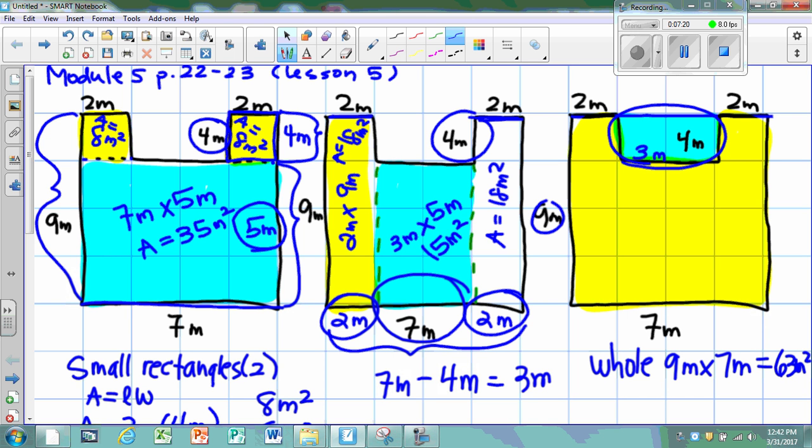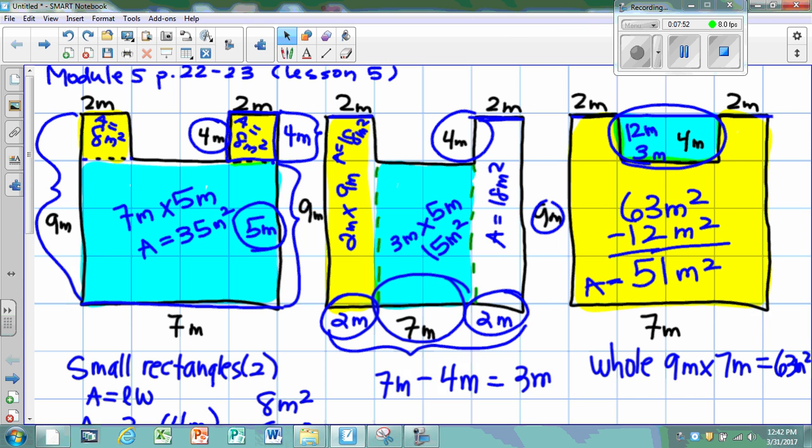Remember the work that we did before with the 7 and our 2's to be able to find out that space, subtracting the 4 from the 7 to find out that was 3. So that's 3 times 4, which would be 12 meters squared. And in this case, we would subtract our 63 meters squared minus our 12 meters squared to find out that, again, we have 51 meters squared for our area of the yellow space here. So decomposing can be done in different ways. It's what you feel comfortable with, and what I would suggest you do is choose the simplest way possible.